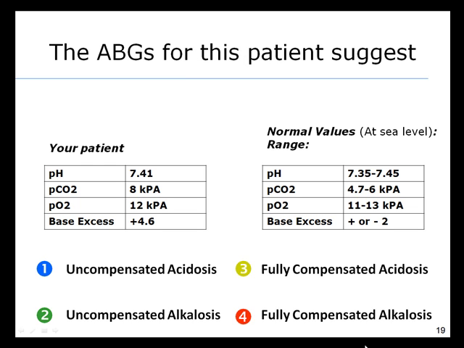The arterial blood gases for this patient might suggest: 1. Uncompensated acidosis, 2. Uncompensated alkalosis, 3. Fully compensated acidosis, or 4. Fully compensated alkalosis. Why not take a few seconds to determine an answer and commit to that answer by writing it down?